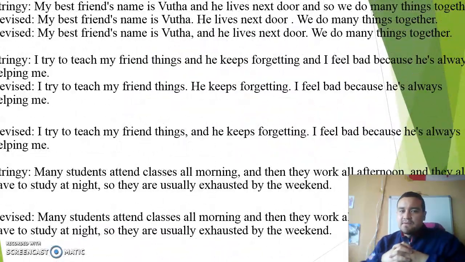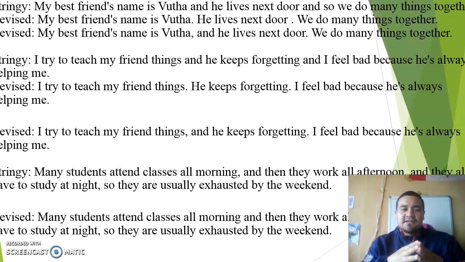Let's see some examples. An example of a stringy sentence: My best friend's name is Buddha and he lives next door, and so we do many things together. A way to fix this: My best friend's name is Buddha. He lives next door, we do many things together. Or: My best friend is Buddha, and he lives next door, we do many things together.